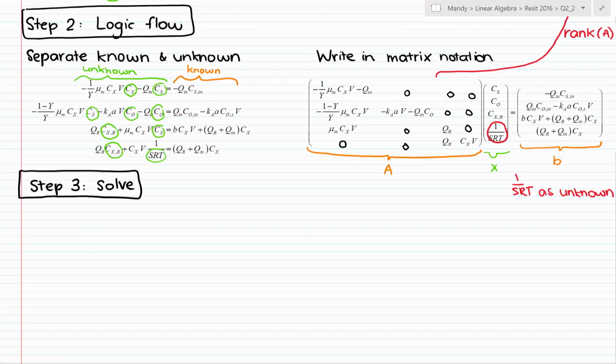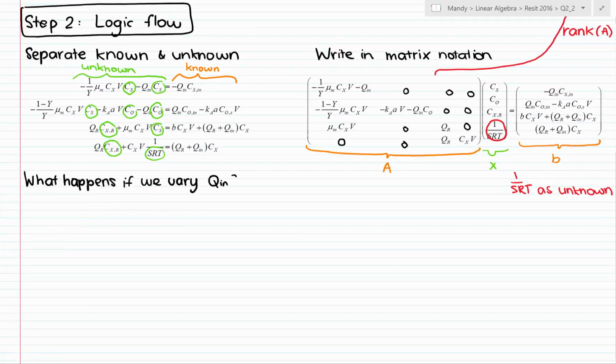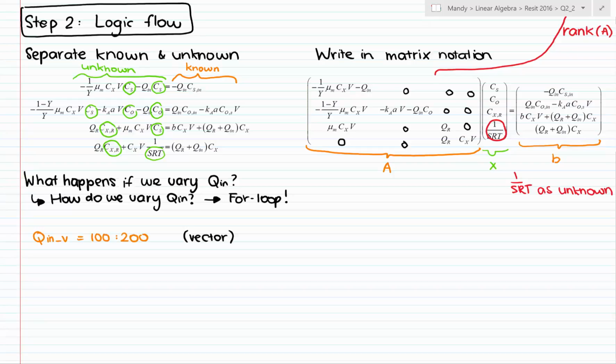Question 2.2 asks us to vary the Q in between 100 and 200 cubic meter per day. How shall we do this? Remember, we can use a for loop. We will do the previous calculation for a range of Q in values. Therefore, we will need to make a vector of Q in values and loop over these values.